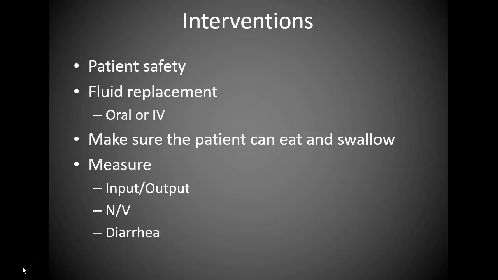You're going to measure their input and output. You're going to measure their vomiting, and you're also going to measure the diarrhea. The vomiting you can measure through graduated cylinders and emesis basins. The diarrhea you can measure through what we call a hat, a little bucket that sits in the toilet. Whatever you have to do, make sure their input and output is being measured so you know whether or not they're becoming dehydrated.